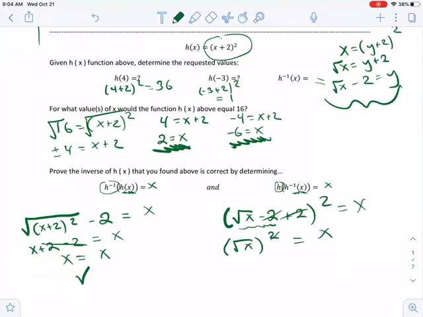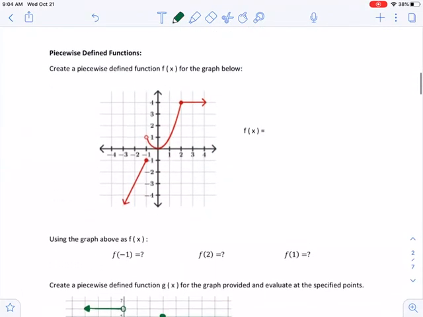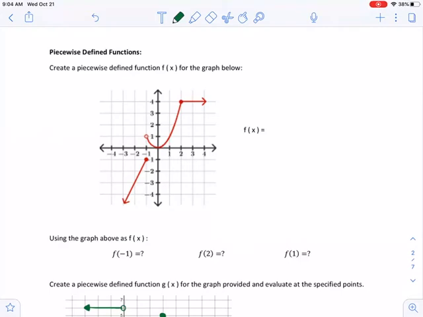And then this is pretty clear. These are going to cancel out, and I end up with x equals x. So this proves that we actually have the inverse function, which was requested of us. All right. We'll try to get through one more page here, and then we'll take a break on this particular video.